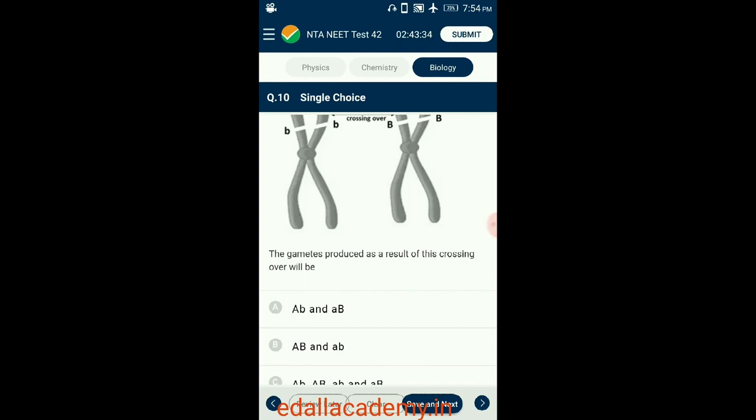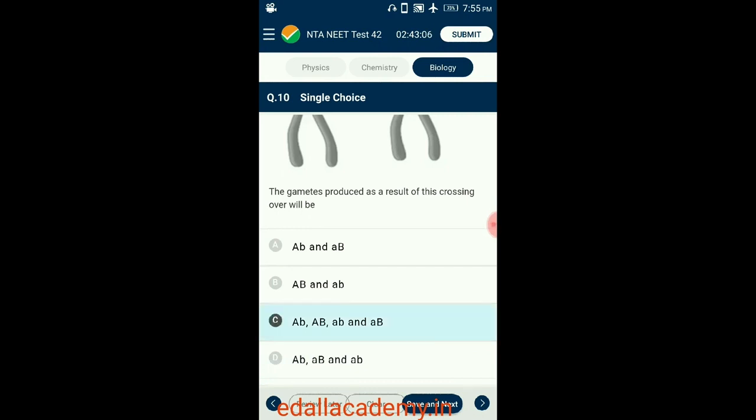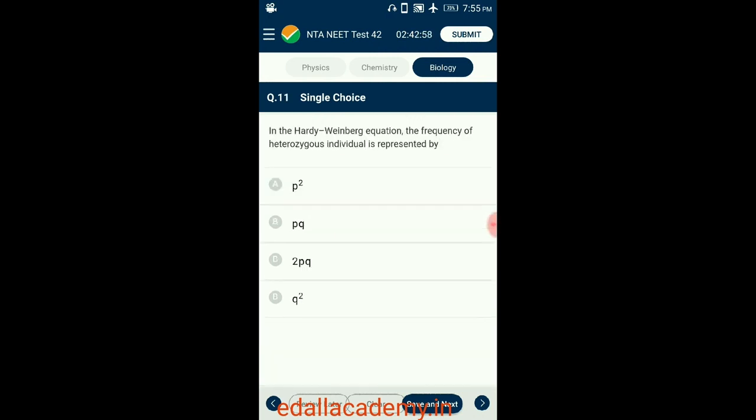In anaphase 1, one of the chromosomes will go into one cell and the other will go to the other cell. Then in anaphase 2, the centromere of these chromosomes will split, leading to the formation of four cells: one with capital A small b, the other with capital A capital B, the third with small a small b, and the fourth with small a capital B. So the answer for this question is option C, capital A small b, capital A capital B, small a small b, and small a capital B.